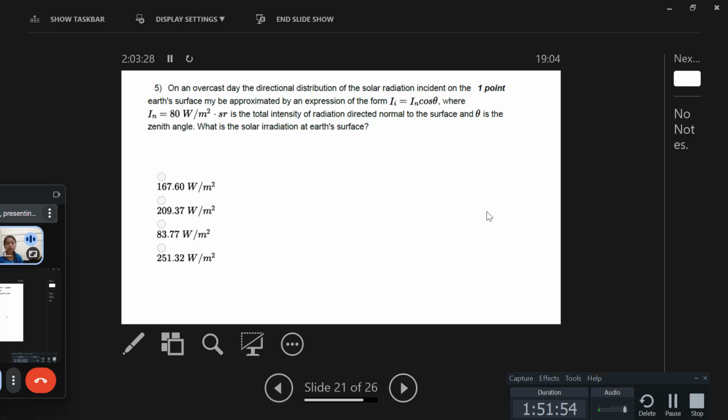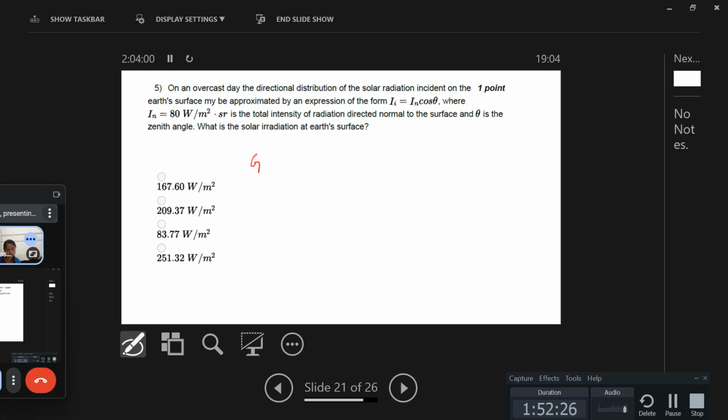On an overcast day, the directional distribution of the solar radiation incident on the Earth's surface may be approximated by an expression of the form I is equal to In cos theta, where In is equal to 80 watt per meter square steradian, is the total intensity of radiation directed normal to the surface, and theta is the zenith angle. What is the solar irradiation at Earth's surface?